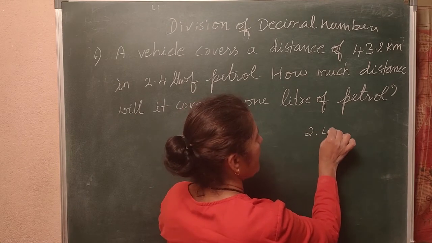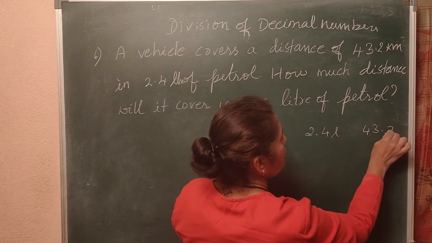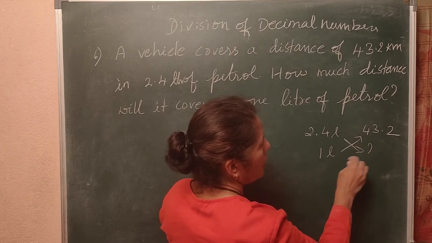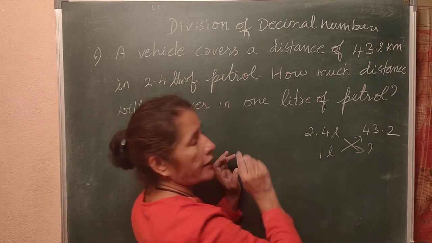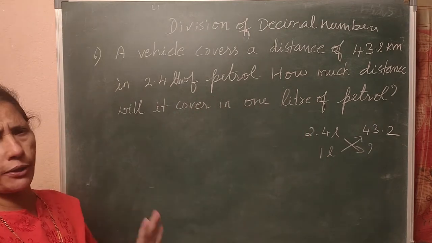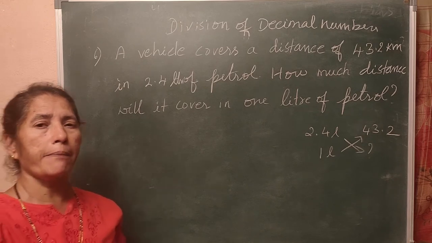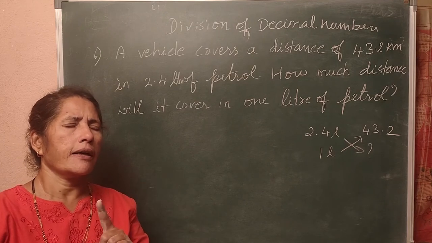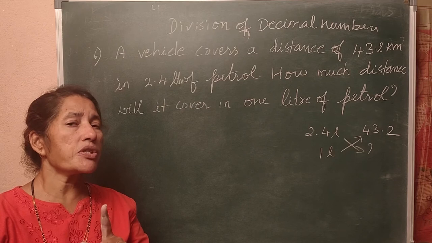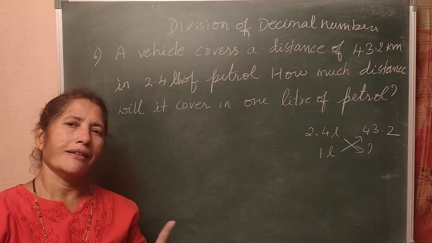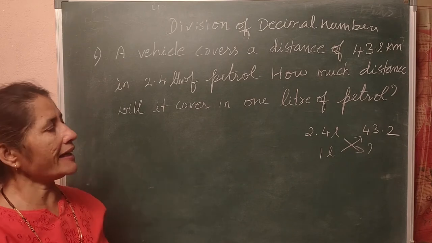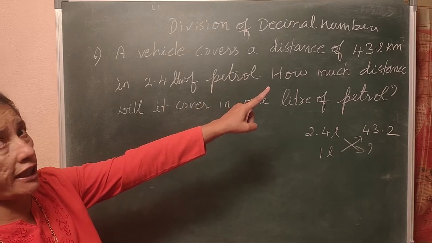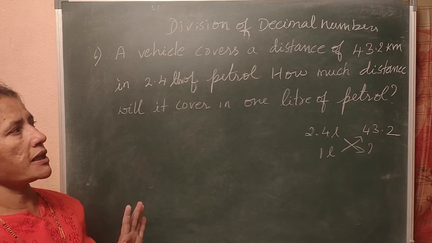Using 2.4 liters, 43.2 kilometer. 1 liter, how much? So you cross multiply: 1 into 43.2 divided by 2.4. That also you can do, or directly you can do. Now you all can understand better. If I say to cover a distance of 6 kilometer by walk, I use 1 hour. How much distance do I cover in half an hour? Half of that. Just like that. So in 2.4 liters it moves 43.2. In 1 liter, how much? What do you have to do?